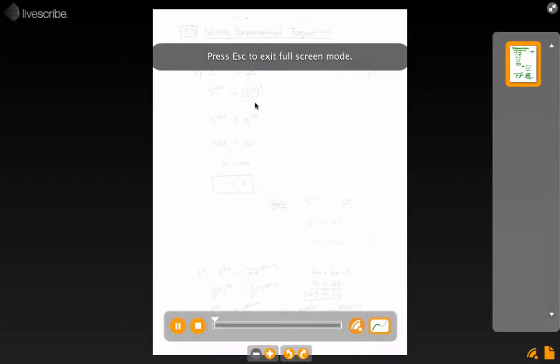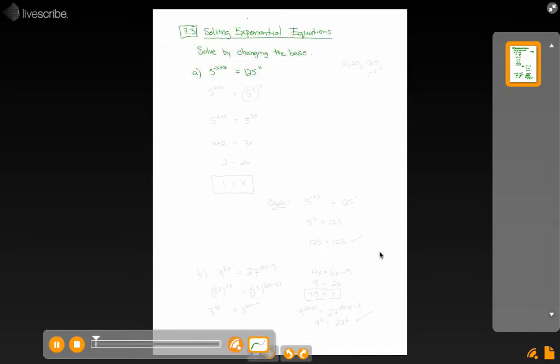This next example comes out of section 7.3, solving exponential equations. In this question we're asked to solve by changing the base, and we have an equation that says 5 to the x plus 2 equals 125 to the x.